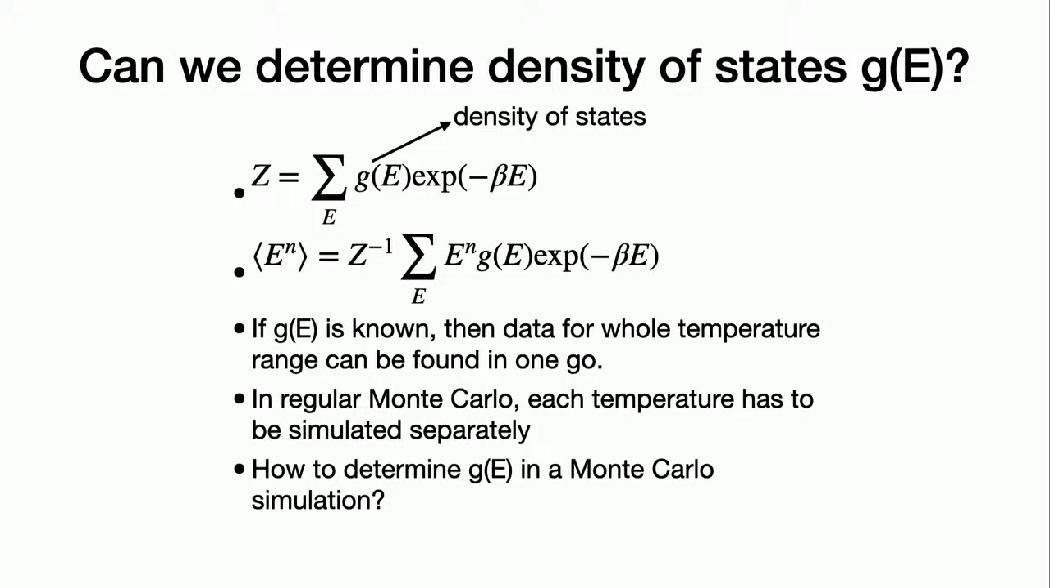In regular Monte Carlo, each temperature has to be simulated separately. So the question you can ask now is, can I determine this density of states in a Monte Carlo simulation? If I can do that, I may have to run 100 times fewer simulations. Is this clear? So now what I will discuss is some algorithms people have put forward to determine this density of states.